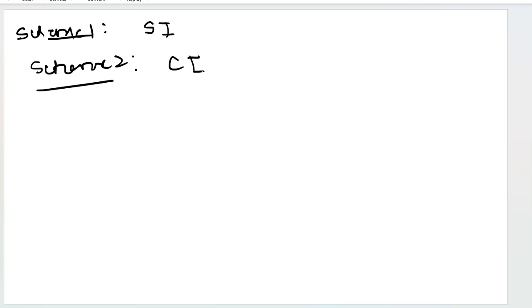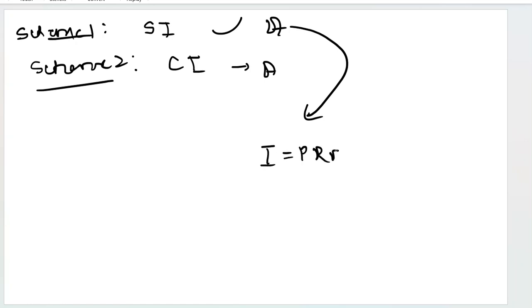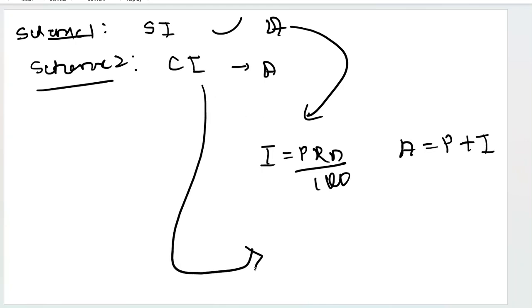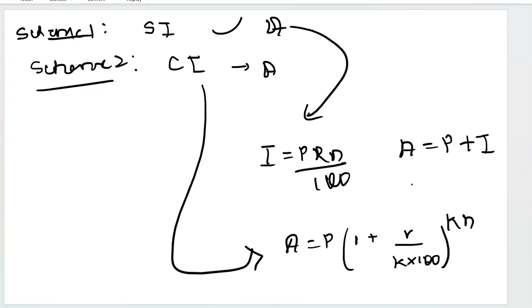So it could so happen that scheme 1 is of simple interest and scheme 2 is of compound interest. So when we are given such, we have to calculate the amount for simple interest and we have to calculate amount for compound interest. To calculate amount for simple interest, we need to first calculate I is equal to PRN upon 100 and then we have to do A is equal to P plus I. Whereas the amount for compound interest is directly calculated as A is equal to P into 1 plus R by K100 raised to Kn. Right? So we have to see which scheme gives the larger amount. Whichever gives the larger amount, that scheme will have to be selected.